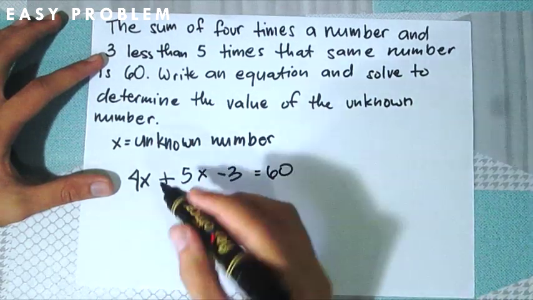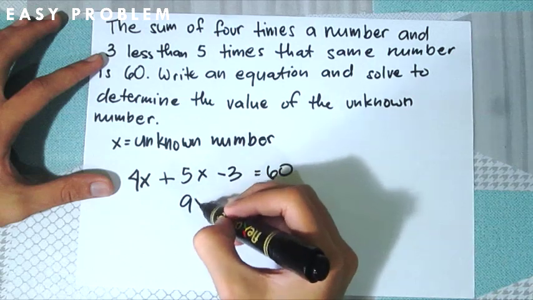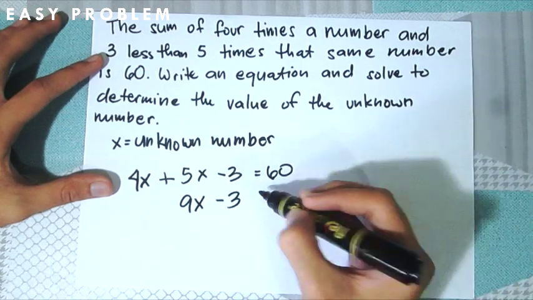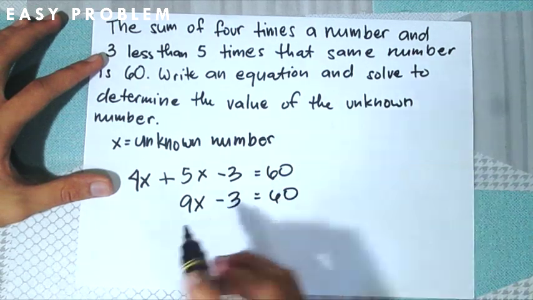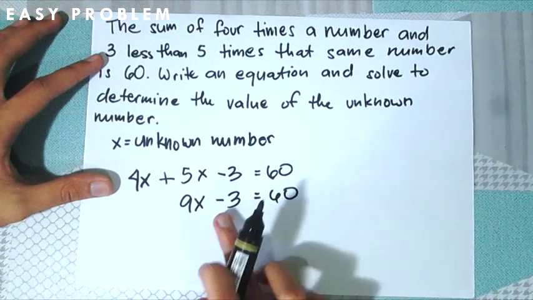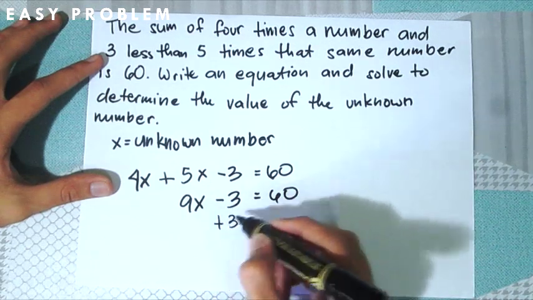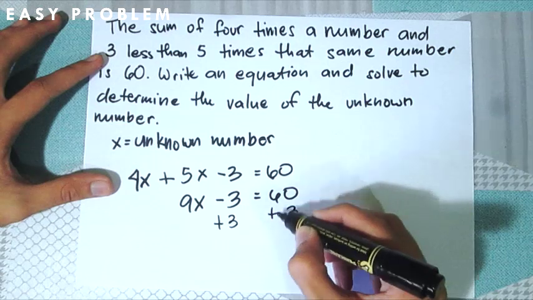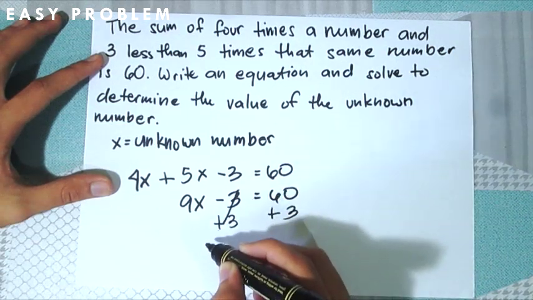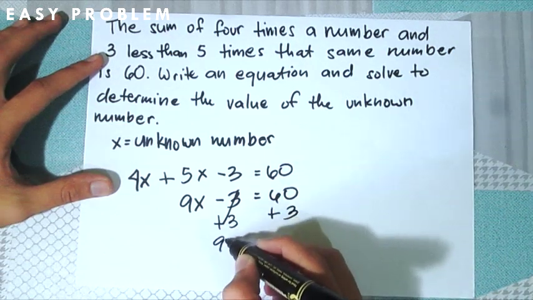First, we need to combine like terms. 4x plus 5x is 9x minus 3 is equal to 60. Then we plus 3 on both sides, so we cancel negative 3. Our equation now is 9x equals 63.